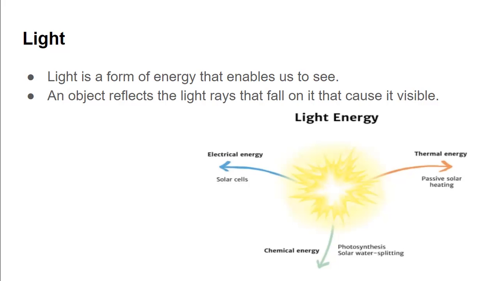In the photosynthesis process, because of the light energy, plants convert light energy into chemical energy. In photosynthesis, carbon dioxide is converted into carbohydrates with the help of the light energy. That's why we call light a form of energy. Next, we move towards the next point.